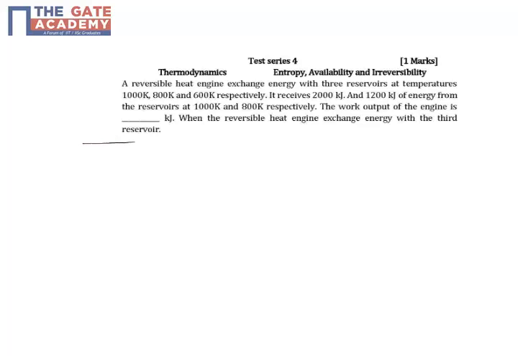Let's discuss a question from thermodynamics. You have a reversible heat engine which is exchanging heat with three reservoirs. So this is the heat engine. The first reservoir is at 1000 Kelvin. It's a source from which it takes heat, and this heat is about 2000 kilojoules. And then you have another source which is at 800 Kelvin.